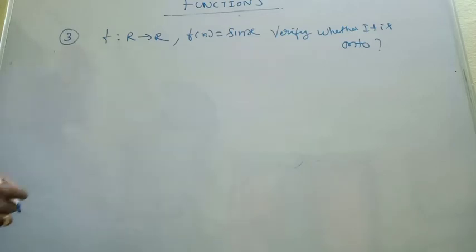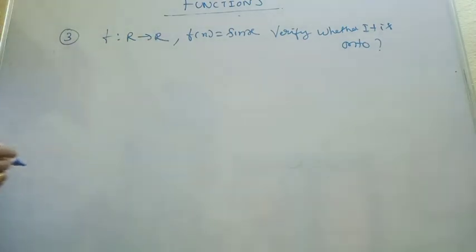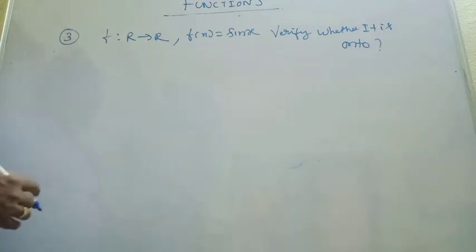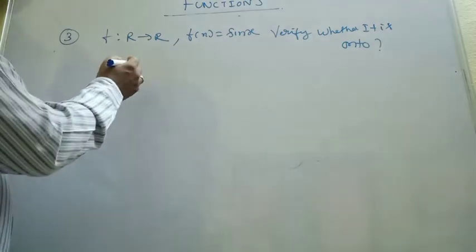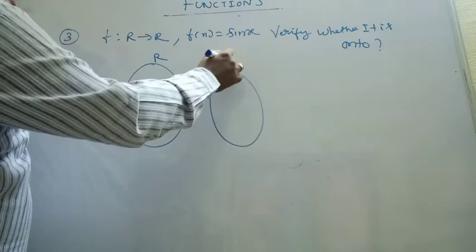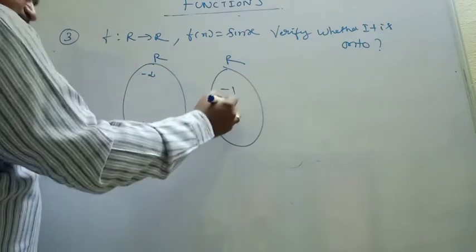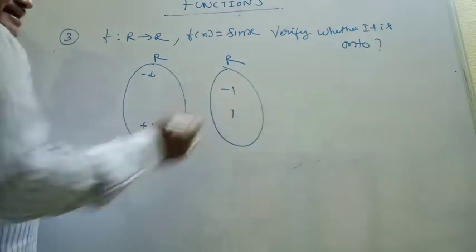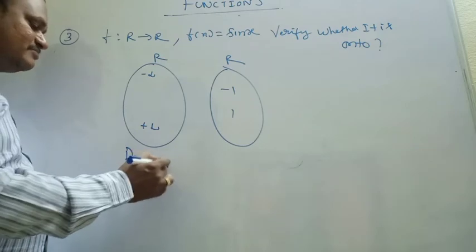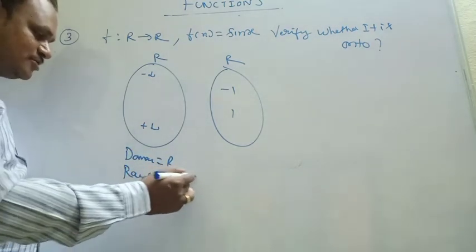Now see the third problem. f is a function from real numbers to real numbers and f(x) = sin x. Verify whether it is onto or not. You know that for sin x, the domain is the set of all real numbers, from minus infinity to plus infinity, but the range lies only between minus 1 and 1.